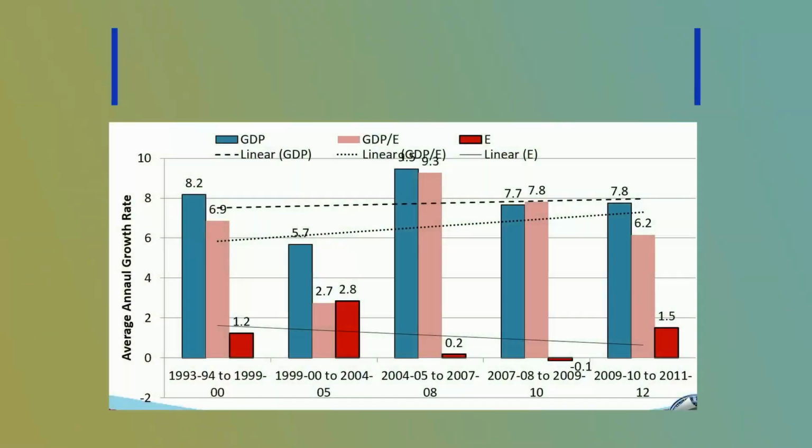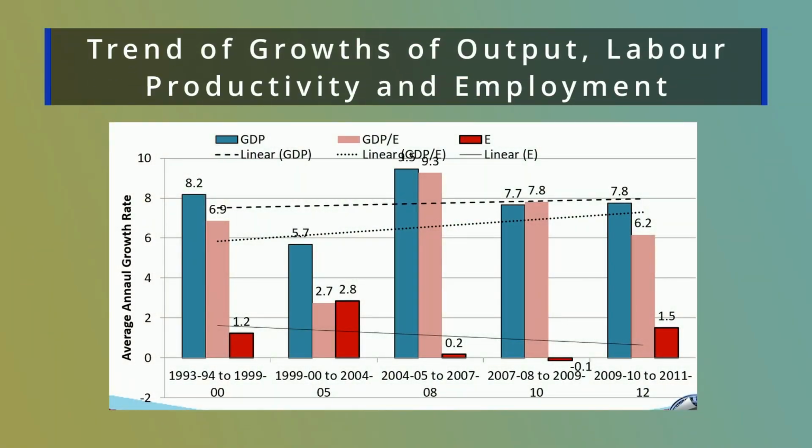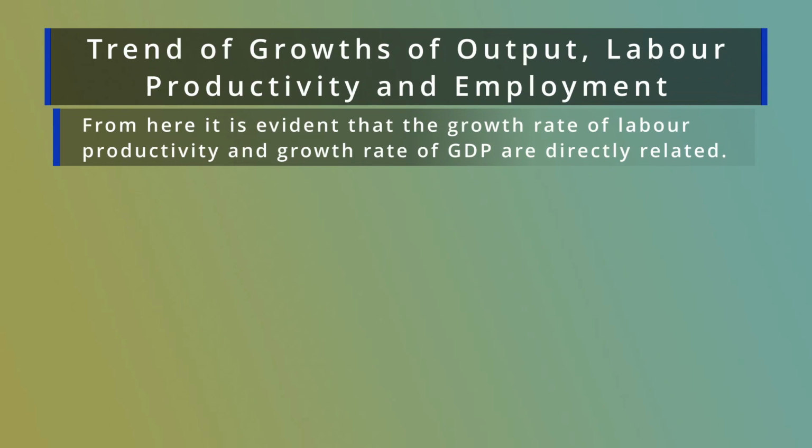Now section 4. Section 4 deals with the trend of growth rate of per capita GDP or growth rate of labor productivity, as well as growth rate of employment. Here the blue bars indicate the growth rate of GDP, the pink bars indicate the growth rate of labor productivity, whereas the red bars indicate the growth rate of employment. From here, it is evident that the growth rate of labor productivity and growth rate of GDP are directly related.